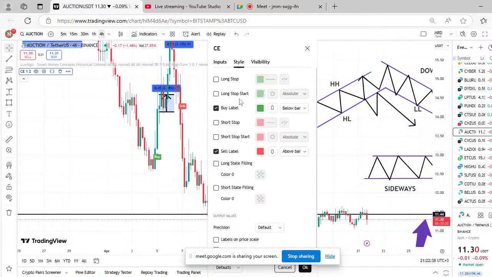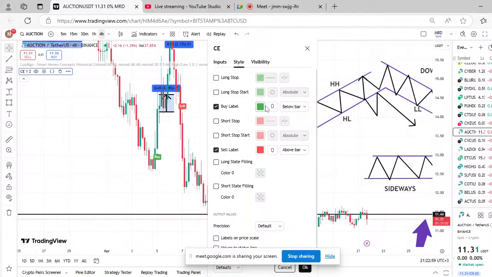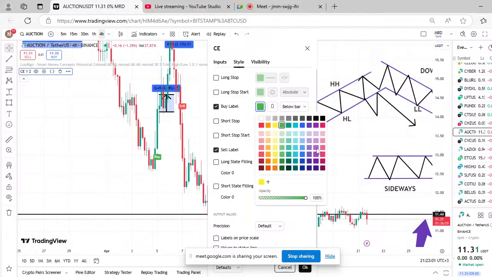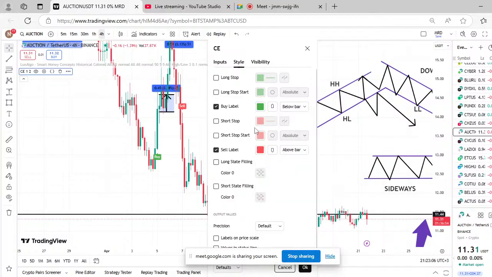Style is designing. We are just designing our indicator. So you can see the buy label is ticked, the sell label is ticked. If you want the colors, you just click on the box and choose the color that you want. But me, I'm currently using the green color. Green represents buy, and the red color represents sell.